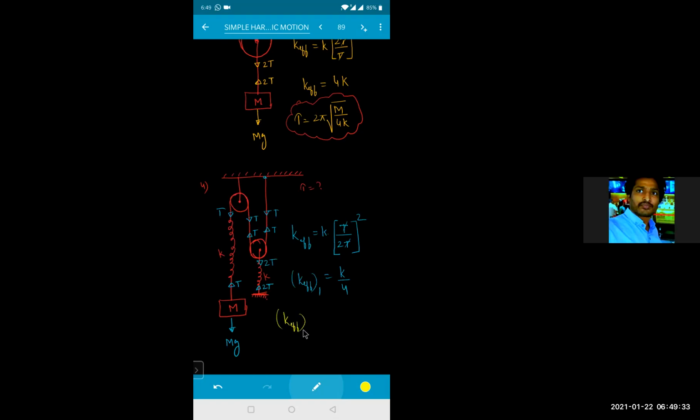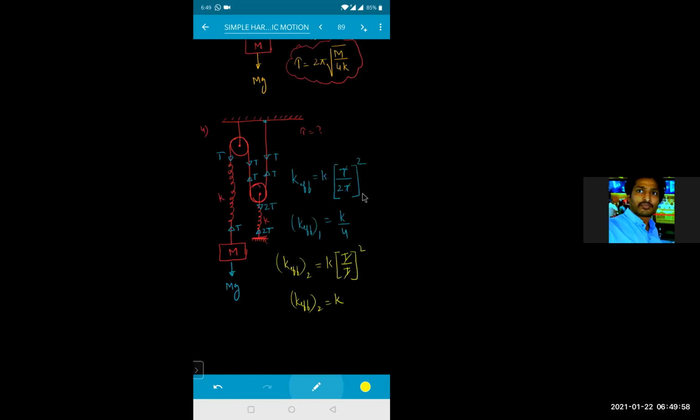K effective 2 will be equal to capital K into the tension on the block, which is T, divided by the tension on the spring, which is T, whole square. This gets cancelled, so K effective 2 will become K. Now what will you do next?